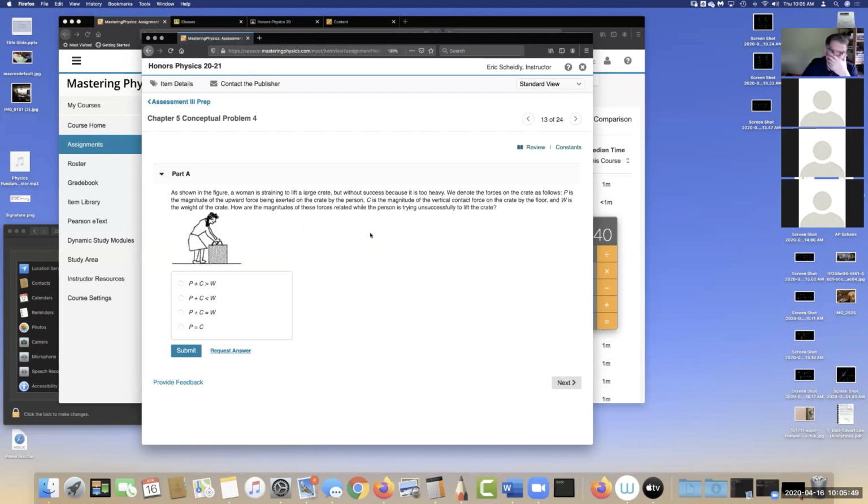Oh, this thing. I keep forgetting to remove this from this assignment. It drives me nuts. Look how they've named these forces here.